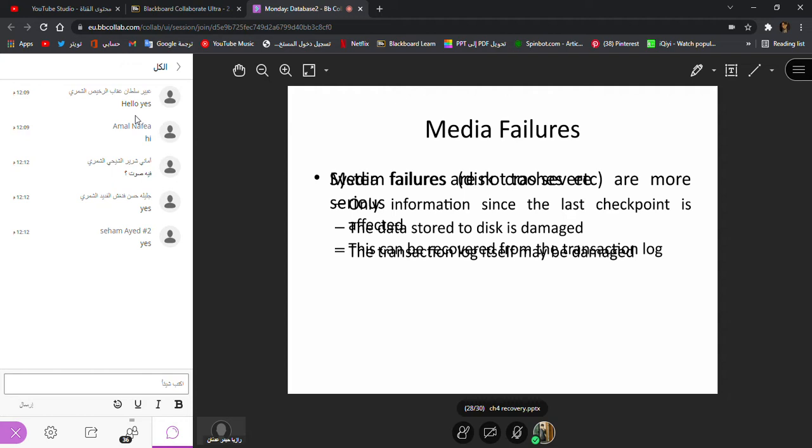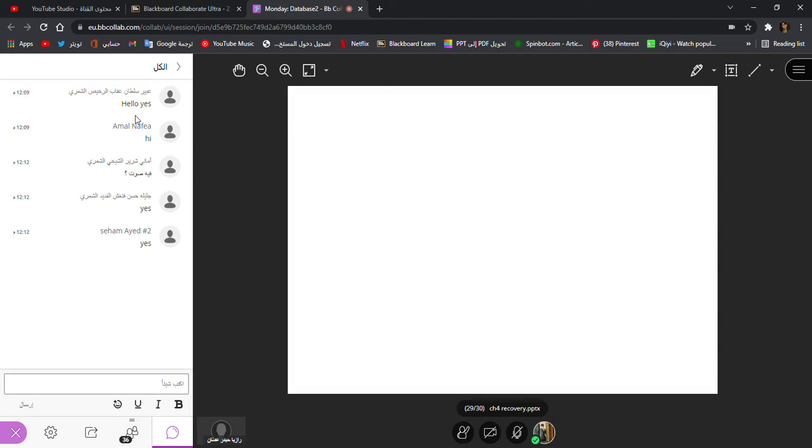In that case, we can recover our database. But in case of media failure, where you have lost your disk, that means you have also lost your log. So that is a more serious problem, because if you lose your log, then how will you recover the database? So media failure is a more serious problem.